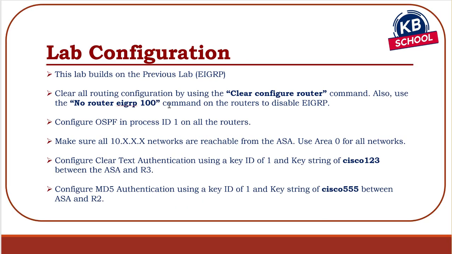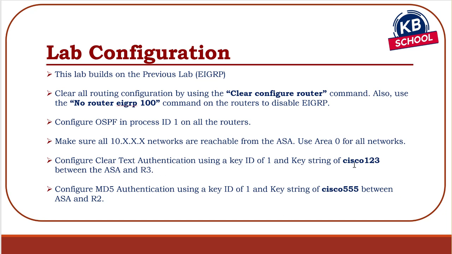What's the lab wanting you to do? Clear the config. We've done that for EIGRP. Run OSPF and process ID 1 on all routers. You don't need to match them. They could be different. The lab's just asking you to do it the same way. Make sure the 10.0.0 networks are reachable from the ASA. Use area 0 for all networks.